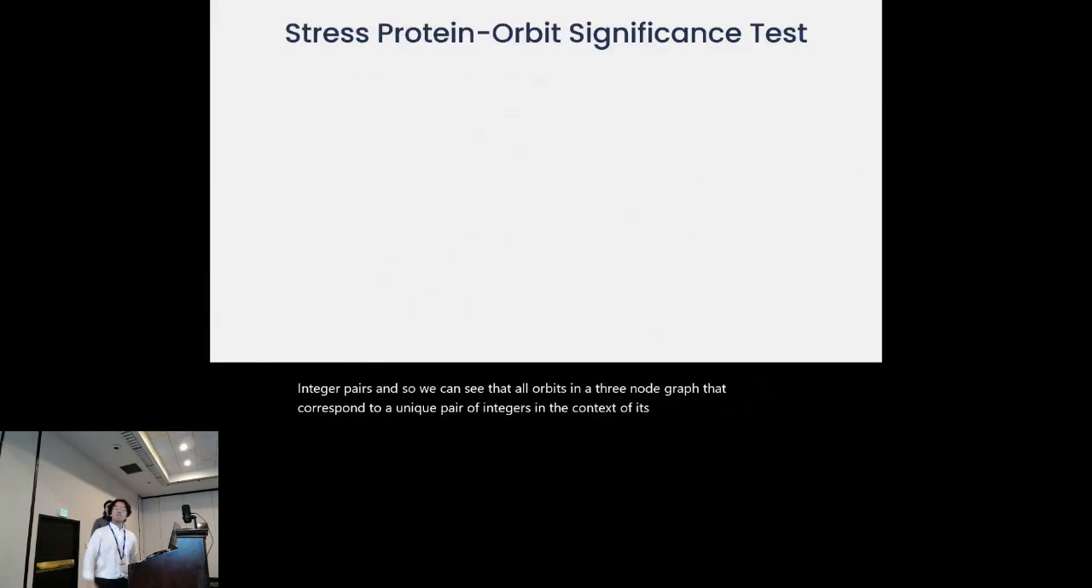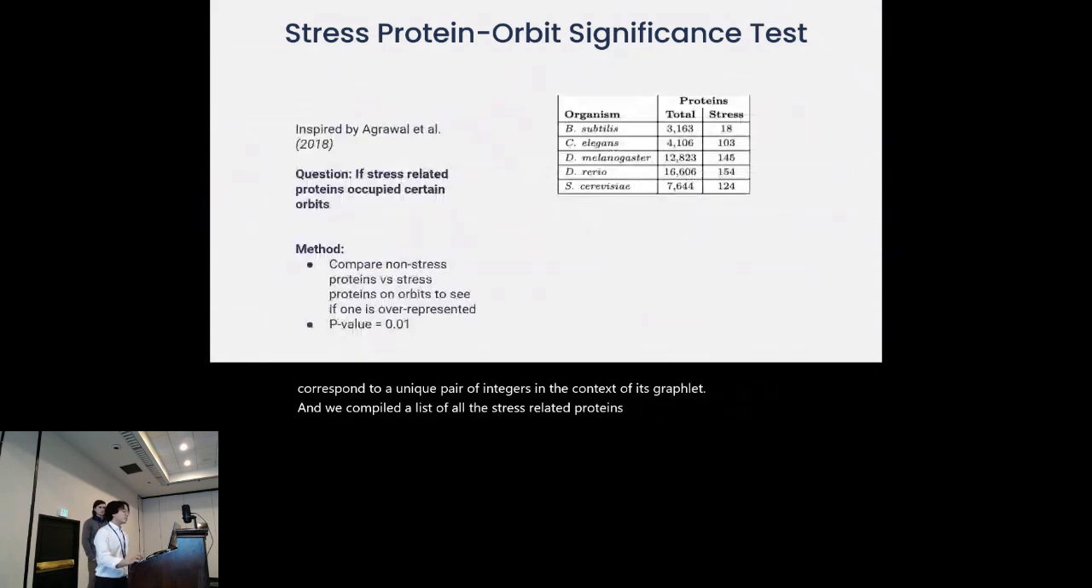And we compiled a list of all the stress-related proteins previously, and we were inspired by this paper by Agarwal et al. at 2018. It really asked the question of whether stress-related proteins occupy a certain orbit. And so our method was to compare non-stress proteins versus stress proteins on orbits to see if one is overrepresented over the other, given a certain p-value. And for more details, the method is available in our repository.